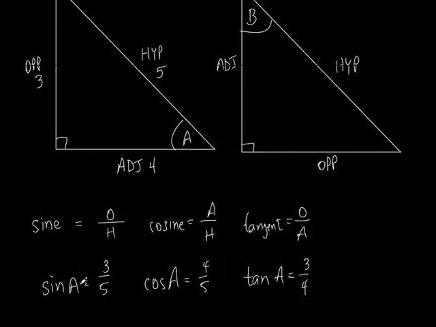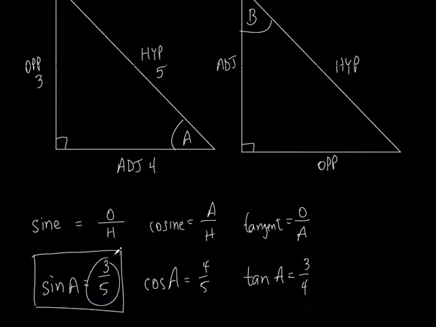Now look, if I ask what is the sine of angle A, what would you tell me? Just 3 over 5. That's it. If I ask for the cosine of the angle, it's just 4 over 5. If I ask for the tangent of the angle, it'd be 3 over 4. Okay? Does that make sense?